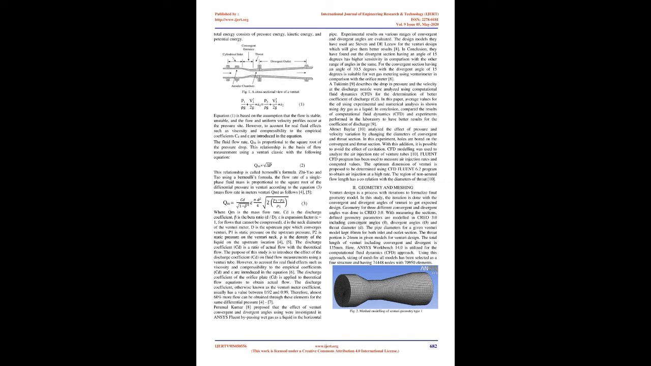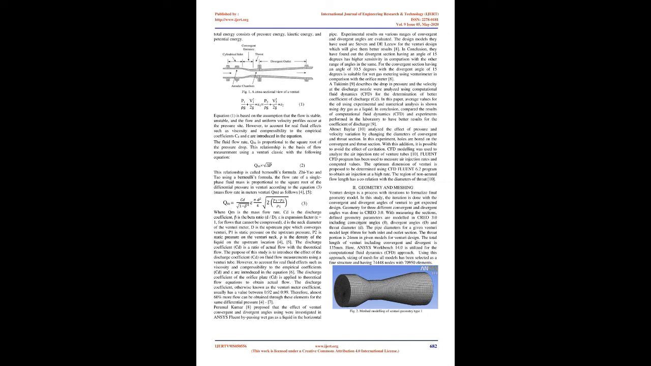Equation 1 is based on the assumption that the flow is stable and uniform velocity profiles occur at the pressure site. However, to account for real fluid effects such as viscosity and compressibility, the empirical coefficients CD and E are introduced in the equation. The fluid flow rate, Qm, is proportional to the square root of the pressure drop. This relationship is the basis of flow measurement using a classic Venturi with the following equation. This relationship is called Bernoulli's formula.